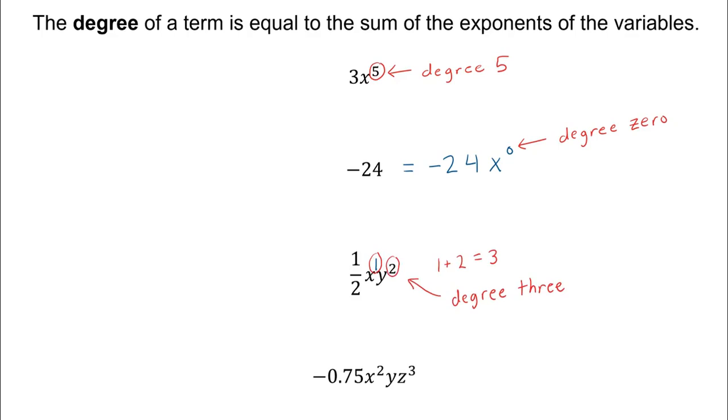And lastly, let's take a look at negative 0.75 x squared y z cubed. This is an algebraic term in three variables because we have an x, a y, and a z. The degree of this term is 6 because the exponent on the x is 2, the exponent on the y is 1, and the exponent on the z is 3, and 2 plus 1 plus 3 equals 6. So this is a 6th degree algebraic term.